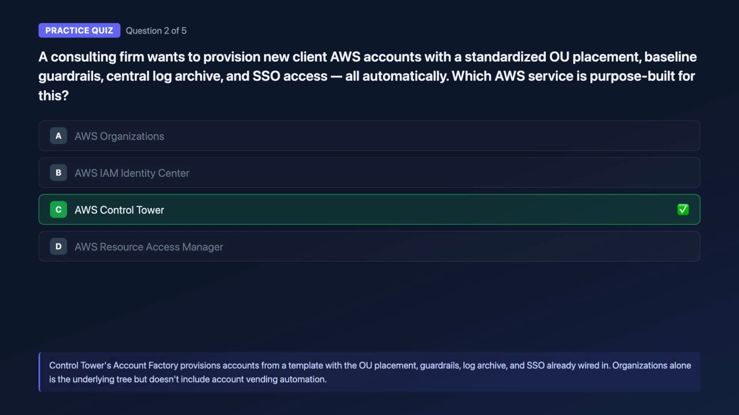It has to be C, and here's why. The keywords, standardized account provisioning, baseline guardrails, log archive, SSO wiring, all point to Control Tower's account factory. Organizations alone gives you the tree but not the vending machine on top. Identity Center handles workforce sign-on, and RAM handles resource sharing, different jobs.